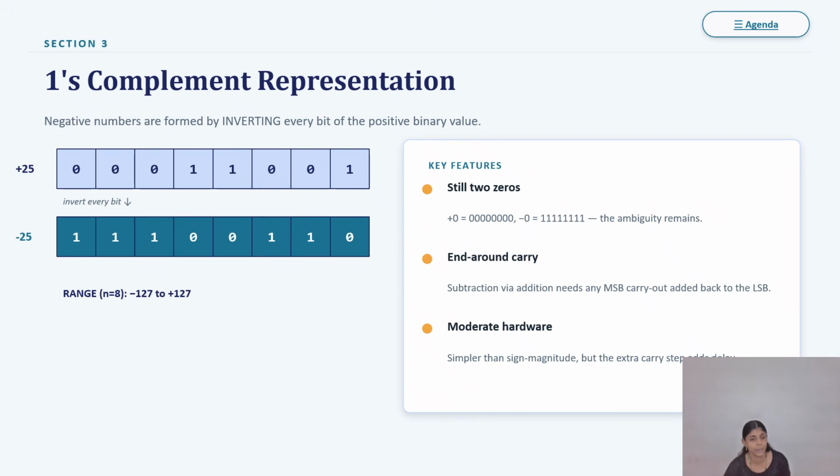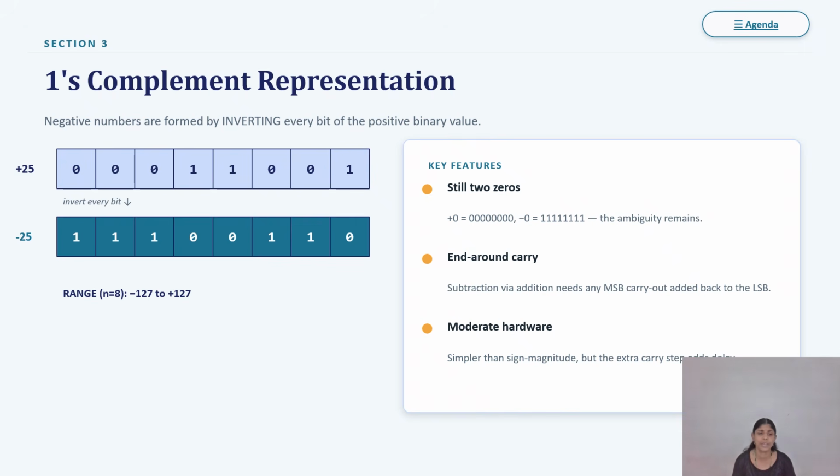Fifth bit 1 converting to 0. Sixth bit 0 to 1. Seventh bit 0 to 1. Eighth bit 0 to 1. So now whatever is represented here in minus 25, 11100110, is nothing but the ones complement of plus 25.